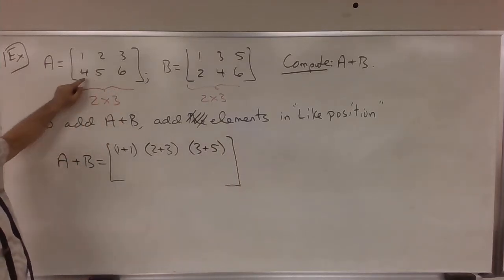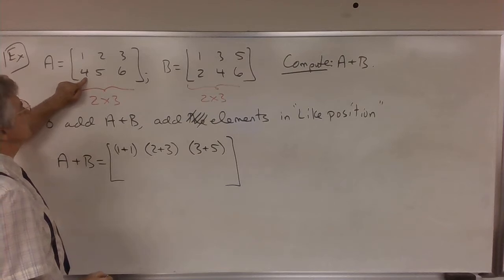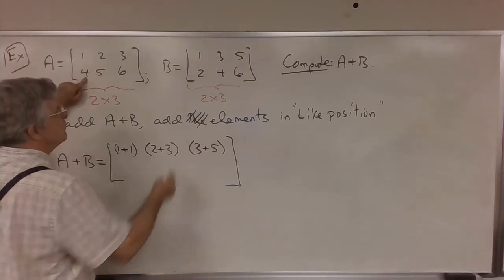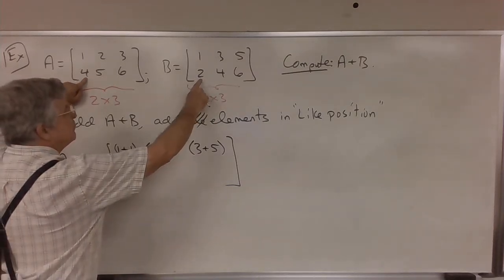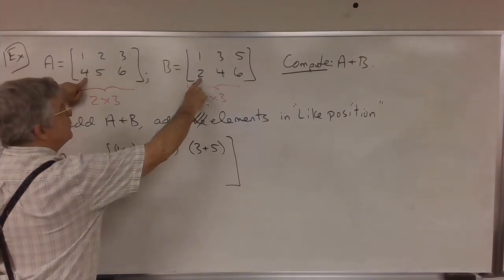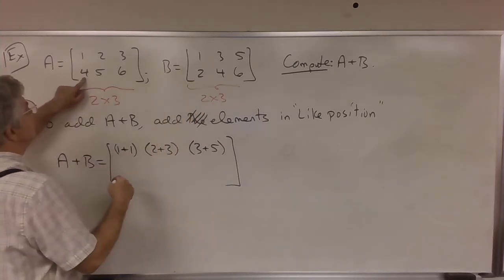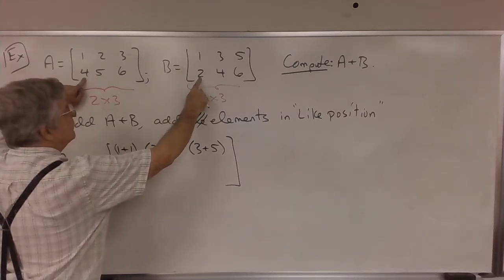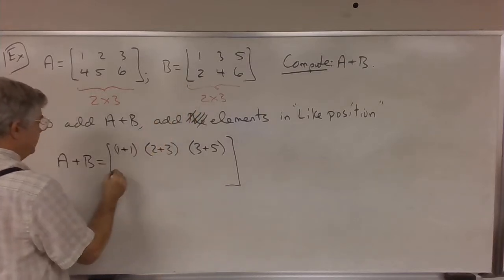And then we go down to the second row. 4 is in the second row, first column. So we take the corresponding element of matrix B. 2 is in the second row, first column. We add these two together.